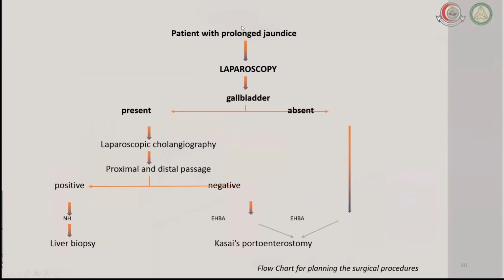So basically, the problem is jaundice. In order to avoid delay of the diagnosis, laparoscopically, if the gallbladder is present, then we do a laparoscopic cholangiogram, of course. If we demonstrate the passage proximally and distally, then we will just finish with a liver biopsy. If there's no contrast passing proximally and distally, it means there is extrahepatic biliary atresia, and this is to proceed for the definitive procedure.